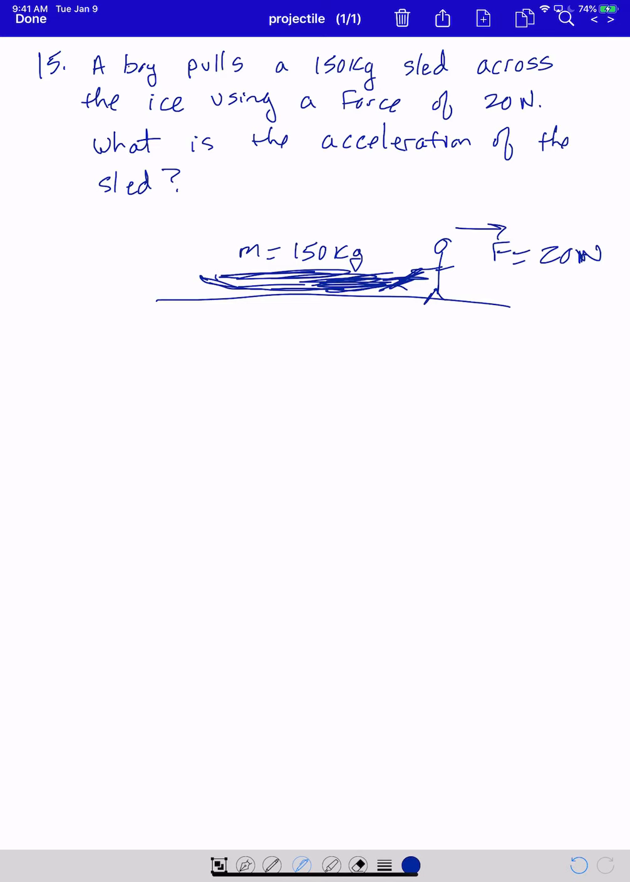That doesn't really look like a sled. Let me give it an outline. There, this is better. Now it's a sled. All right. So here's our sled. This kid is pulling it. The sled is 150 kilogram mass. He's pulling it at a force of 20 newtons.